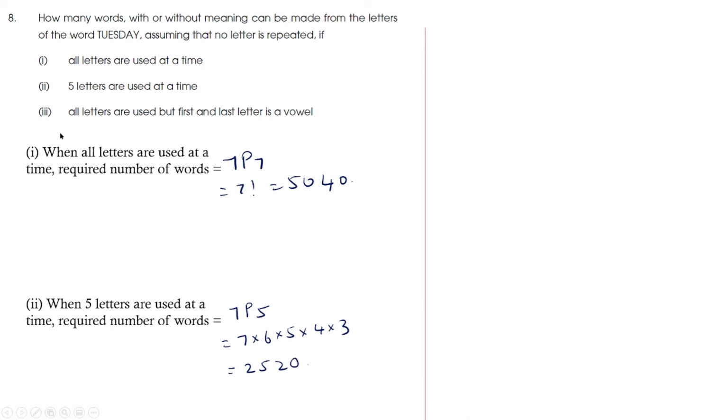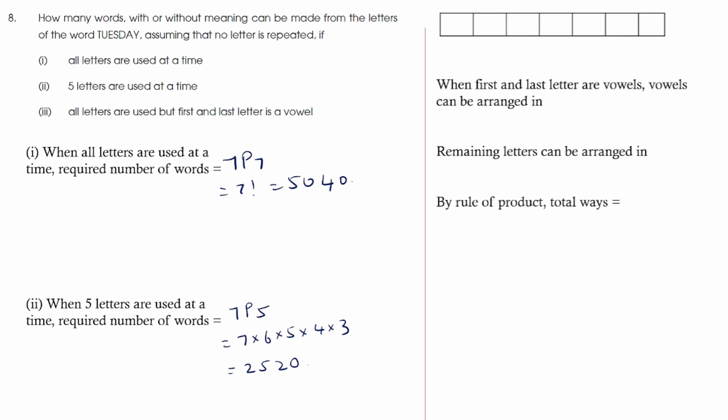Then the next subdivision, all letters are used but the first and last letter is a vowel. So here we have the 7 letters: first letter, second, third, fourth, fifth, sixth and seventh. Here the first and last letters are vowels.